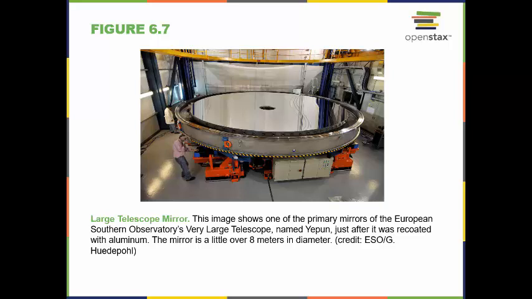Here we see a large telescope mirror, and this is one of the primary mirrors of the European Southern Observatory's Very Large Telescope. See the people standing next to the mirror, and you get some idea of how large this mirror is.